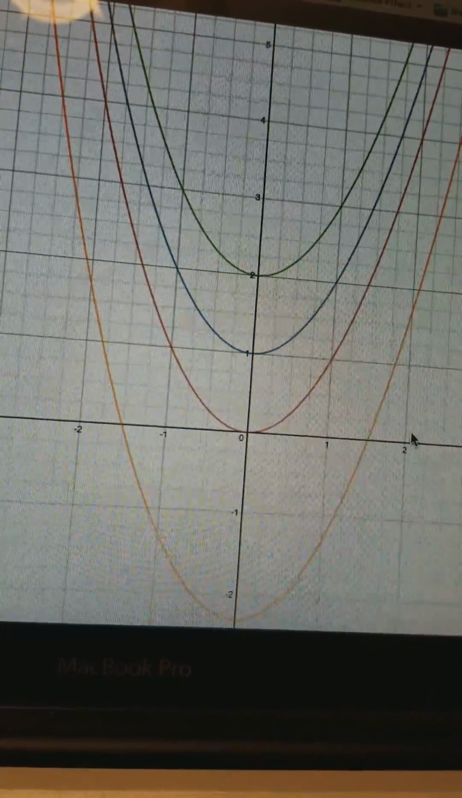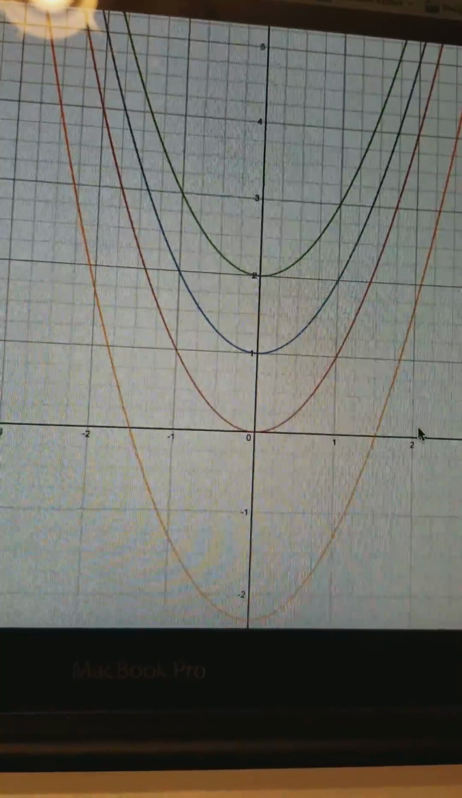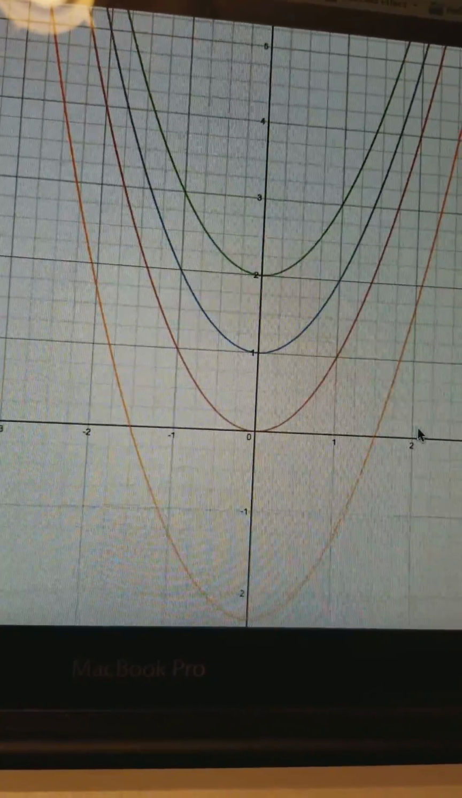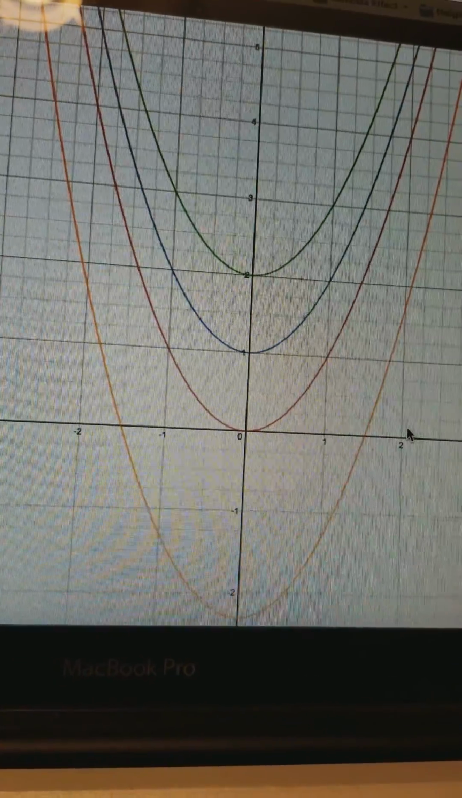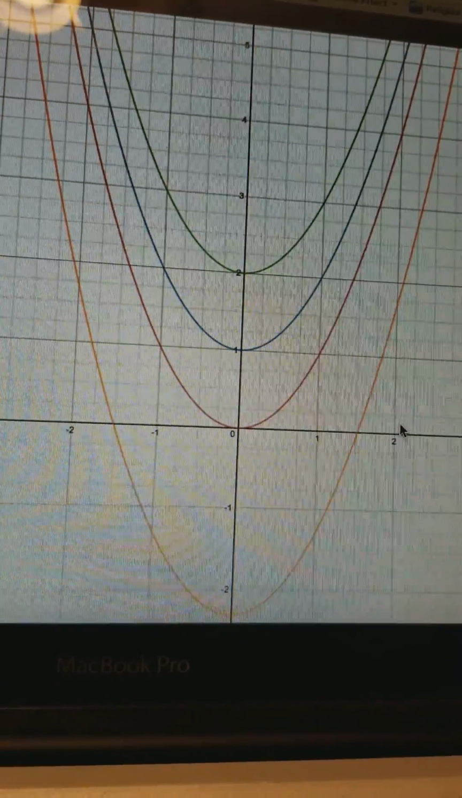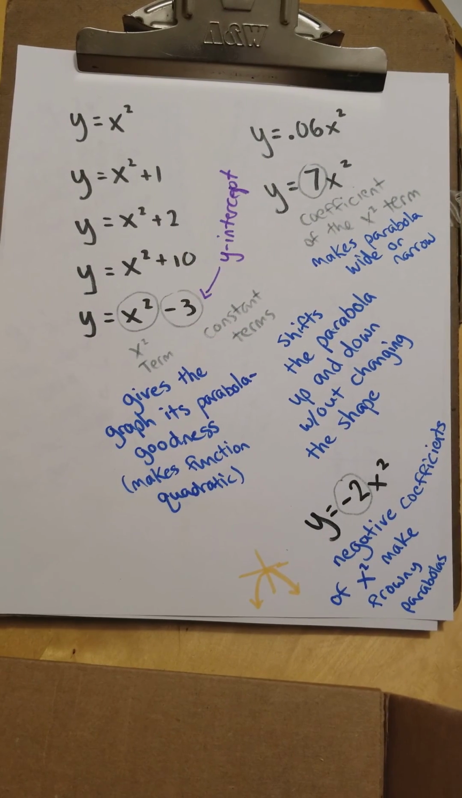One last thing to mention about the shift is where you shifted the parabola up 1, the y-intercept was 1. Where you shift the parabola up 2, the y-intercept is 2. It just so happens that the constant term is also the y-intercept on every quadratic function, no matter what, even with an x term.